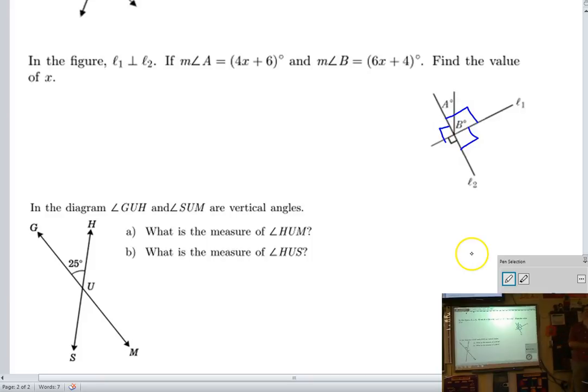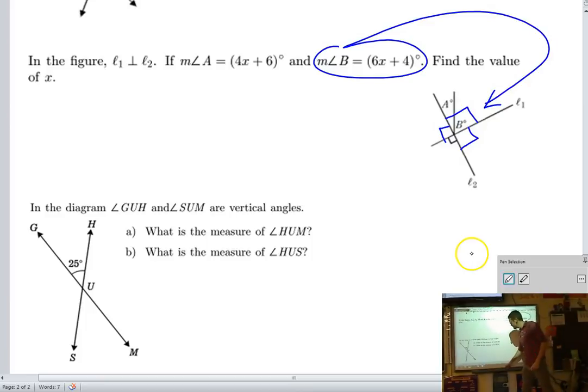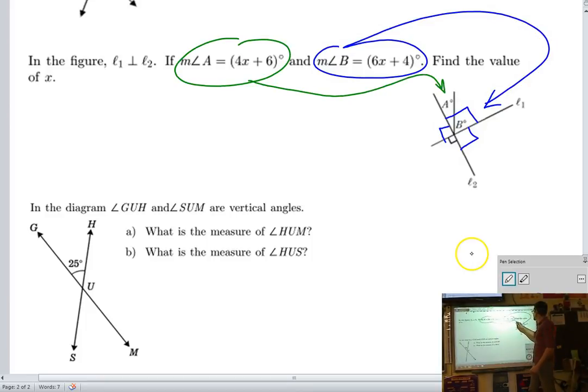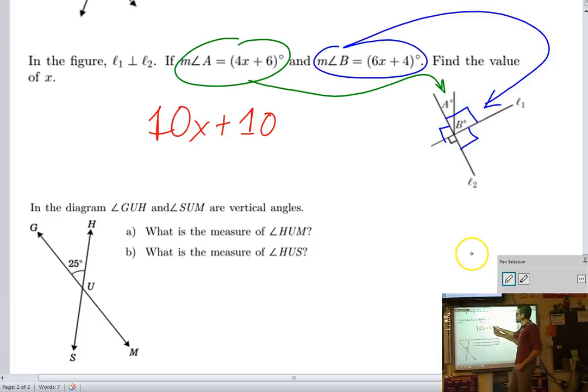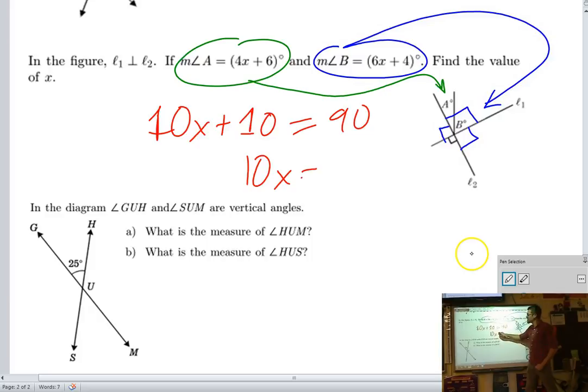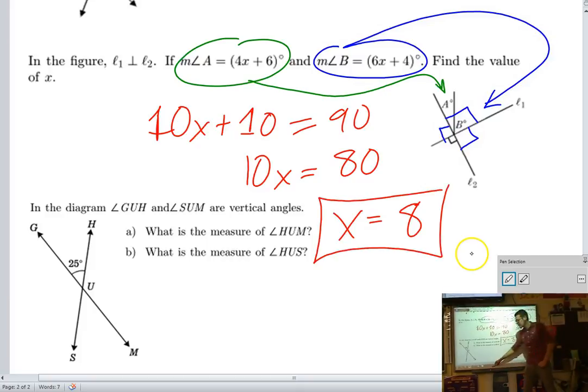Jeremiah, we'll come back. I realized that every single side is 90 degrees. So that would mean that 4x plus 6x plus 4 is equivalent to 90 degrees. So you get 10x plus 10. If you combine these two angles, 6x plus 4x gives me 10x. 4 plus 6 gives me 10, equals 90. So then 10x has to equal 80, and x would equal 8.